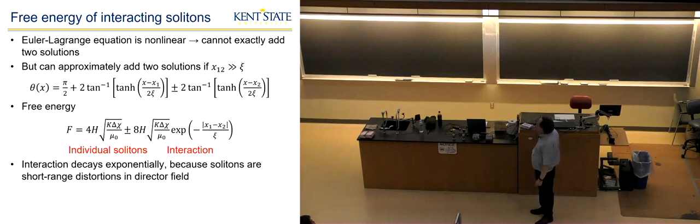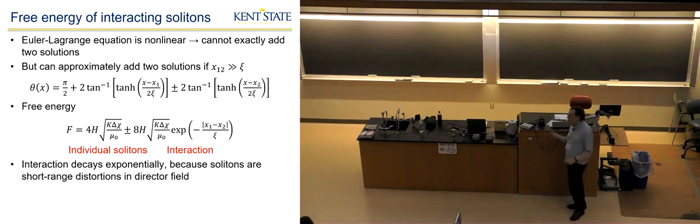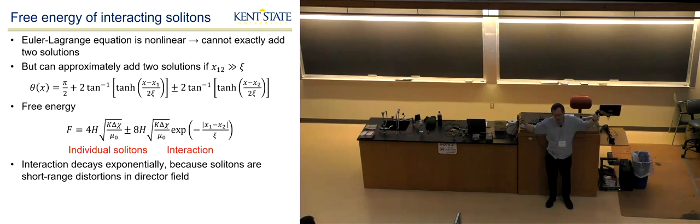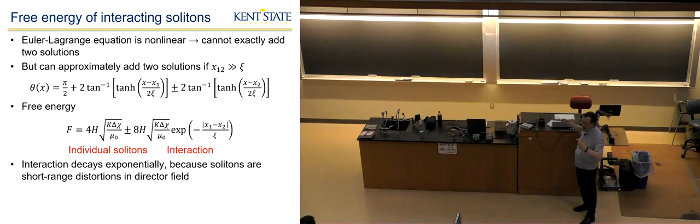What if there were two solitons, right? Well, you can't solve this exactly, right? It's a nonlinear differential equation that can't be solved exactly. If I try to make some hand-waving approximation, I could say, if the solitons are pretty far apart, a lot farther apart than the width of each soliton, then you can approximately add the solutions, and then you get a free energy, which is the free energy of each individual soliton, plus an extra interaction term. And the interaction term decays exponentially with the length scale psi. Okay? So this makes an interaction between solitons, which is a short-range interaction.